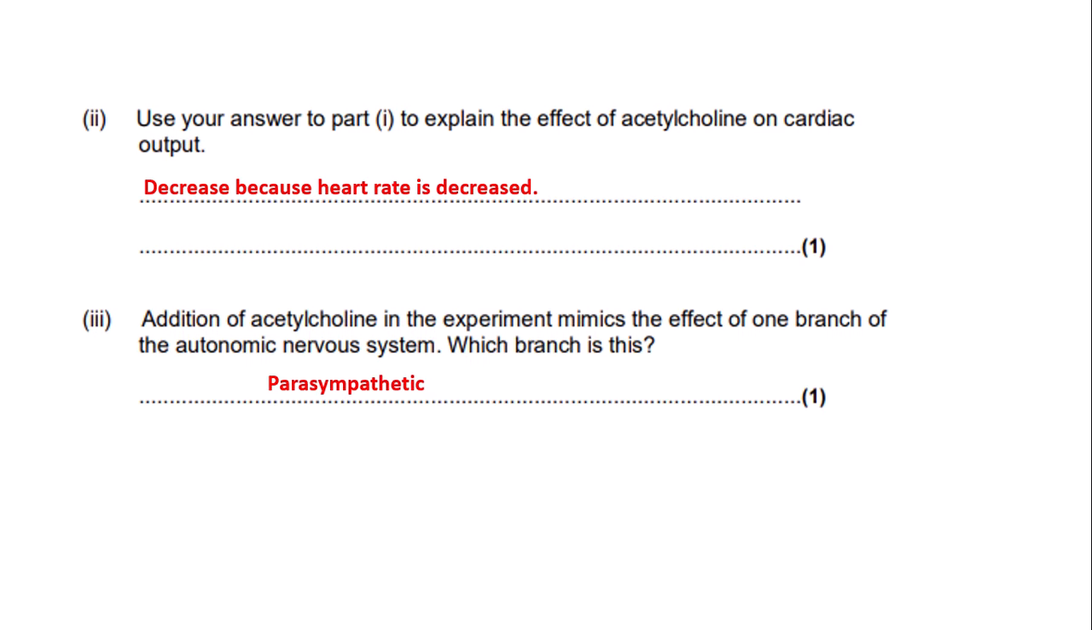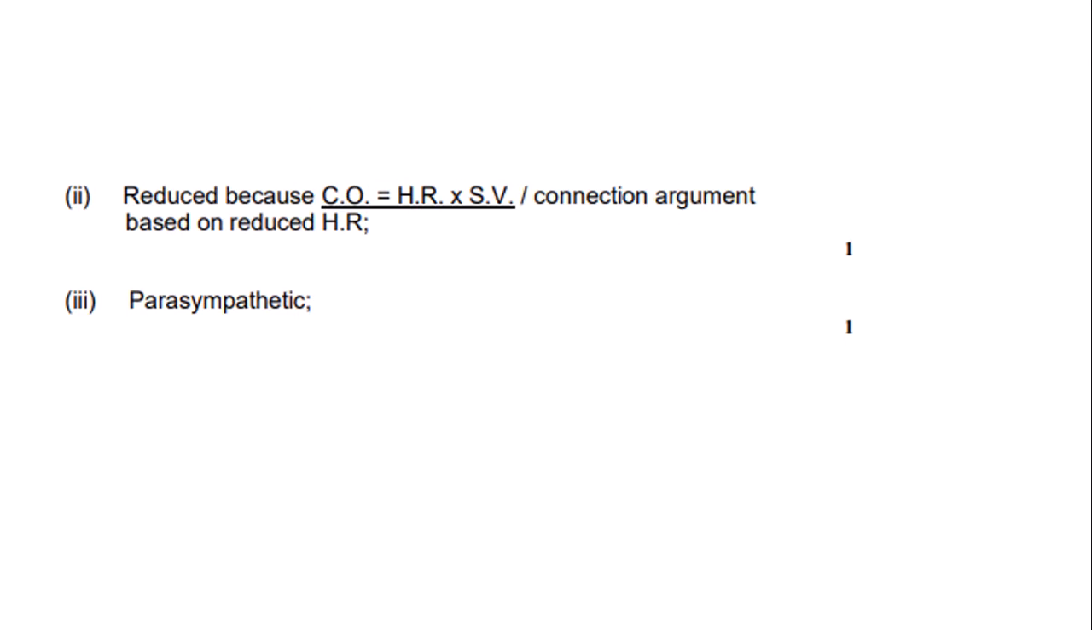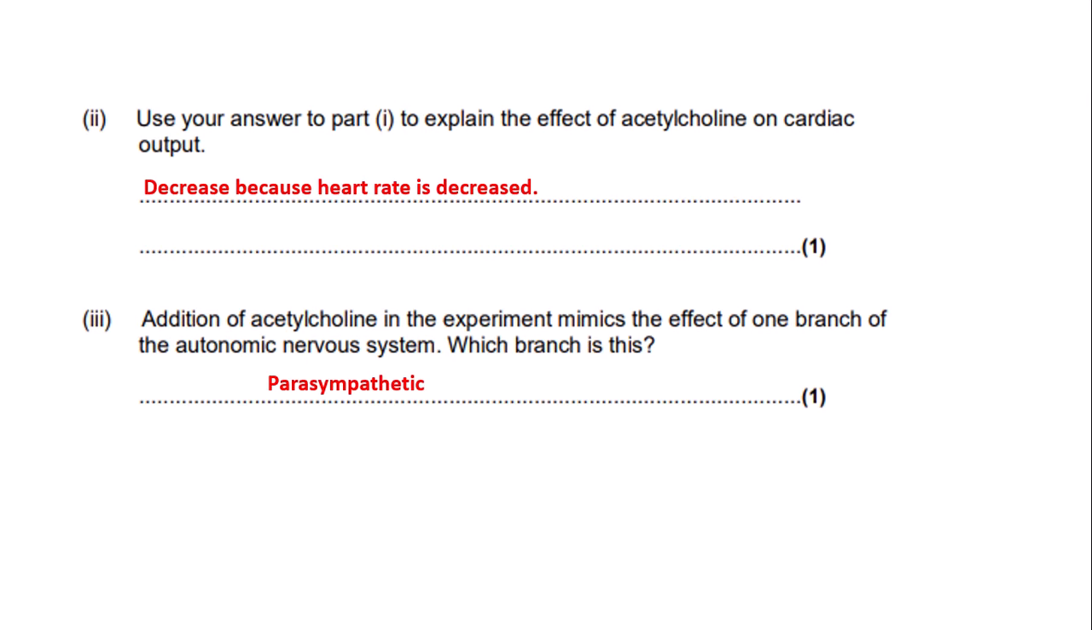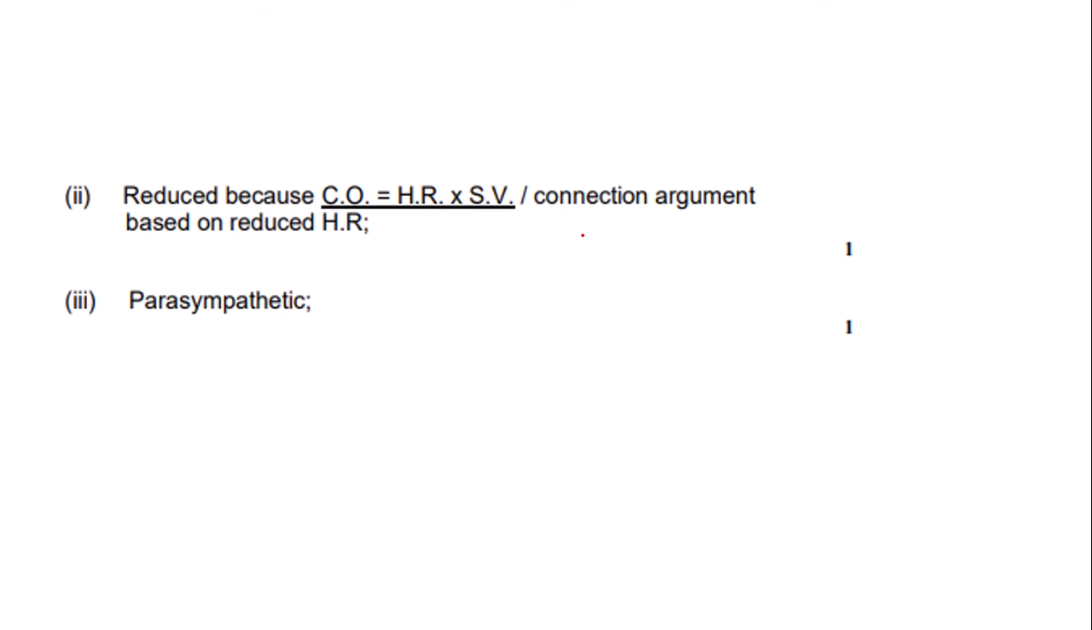So let's look at the mark scheme. The first part of our question says it is reduced because cardiac output equals heart rate times stroke volume, or you can write a connection argument based on reduced heart rate. We wrote a connection argument based on reduced heart rate as we put decrease because heart rate is decreased, so we would get that mark. And the second part of the question is parasympathetic, so we wrote that, so we would get that mark again.